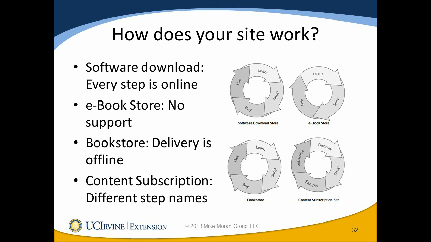So now you have to think about what the web conversion cycles are for your site. So if it's a software download, every step is online. So they come, they learn, they shop, they buy, they're downloading it, which is a very quick step of receiving it, and then they're using the software. And so all of those things happen online, and you can get them to go round and round.